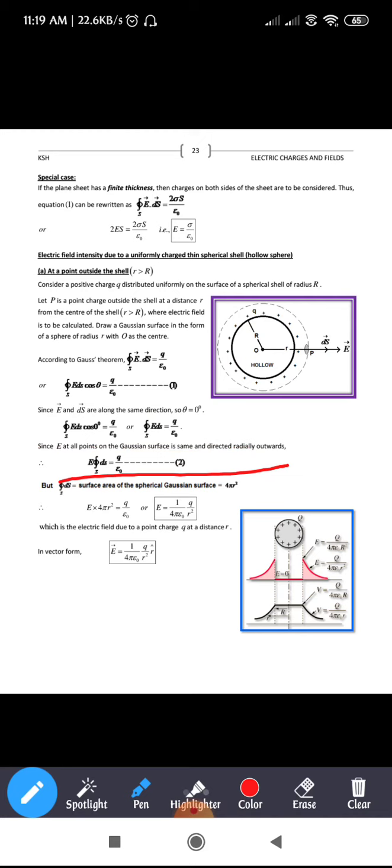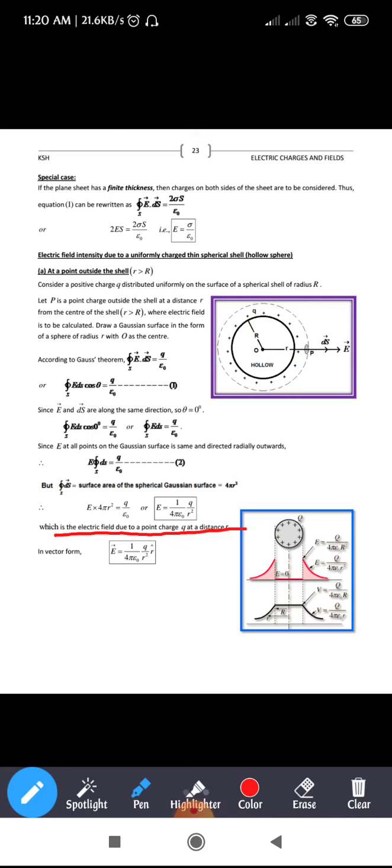When you integrate, ds can be written as the surface area of the spherical shell, which is equal to 4 pi r square. It is a known formula. We substitute 4 pi r square in place of the integral of ds, so E into 4 pi r square is equal to q divided by epsilon naught. Sending 4 pi r square to the right side, the equation comes out to be E is equal to 1 by 4 pi epsilon naught into q divided by r square.